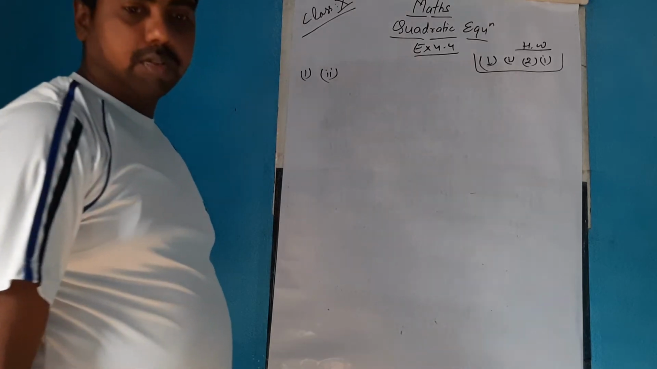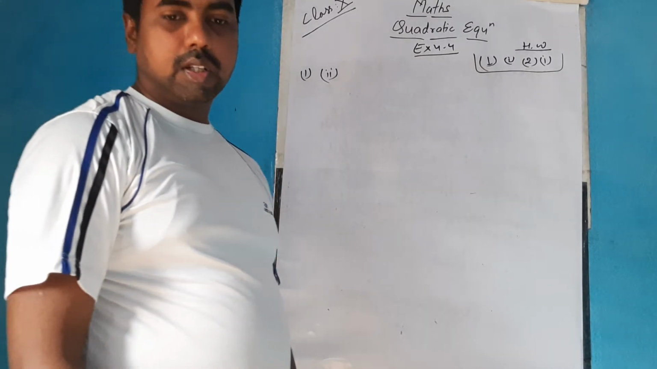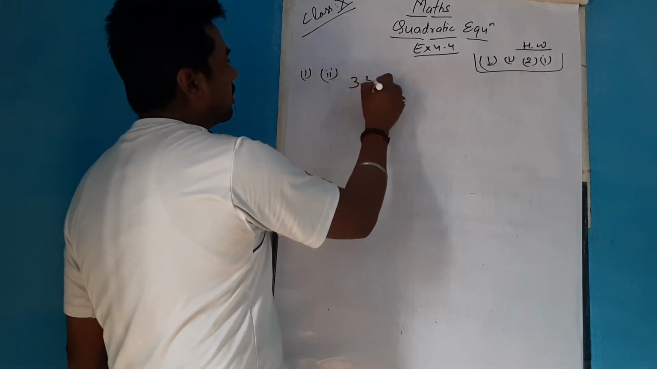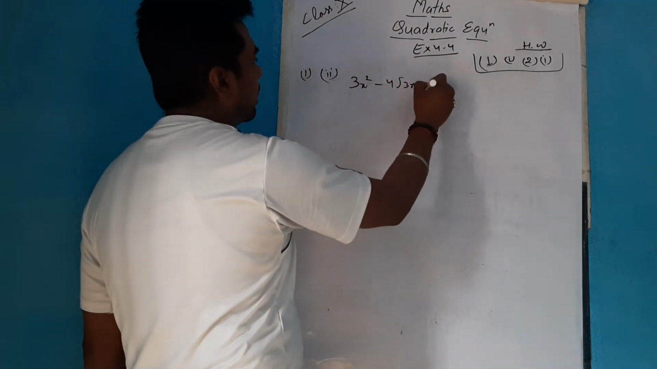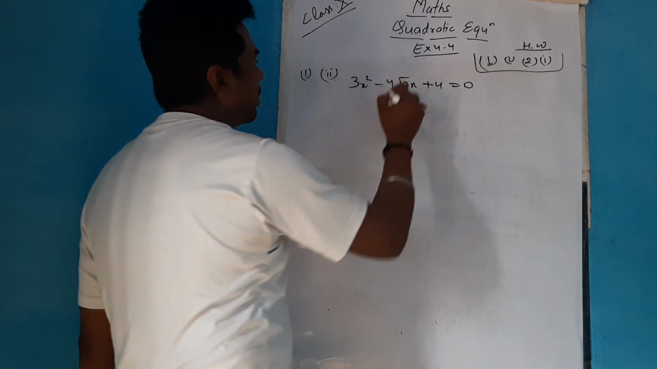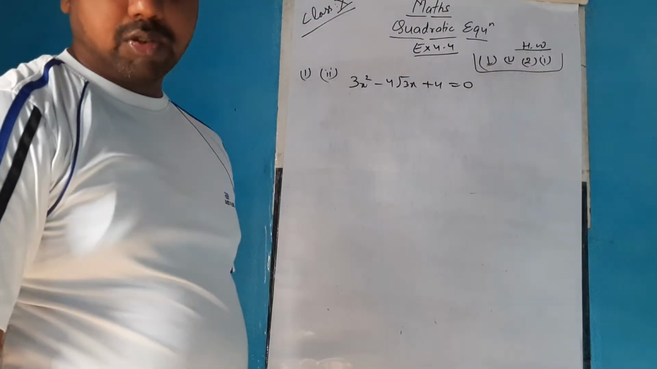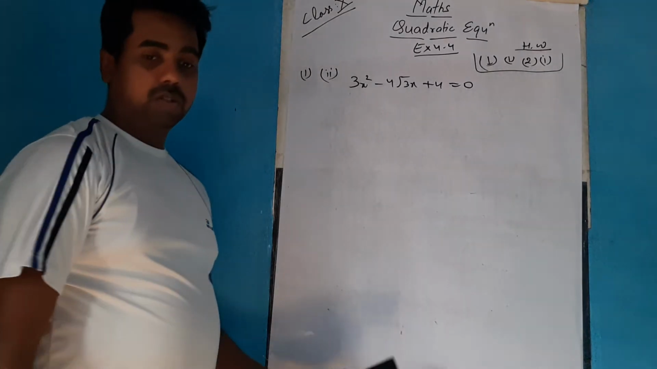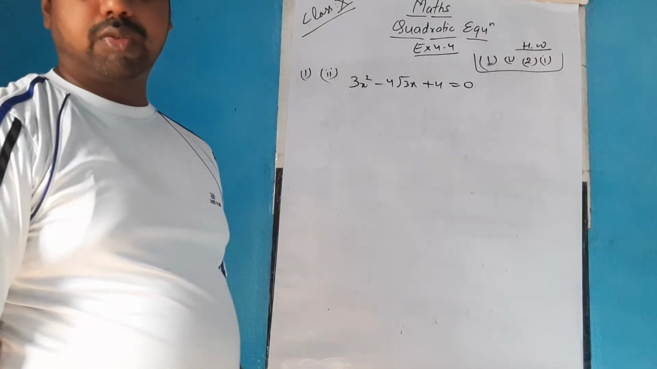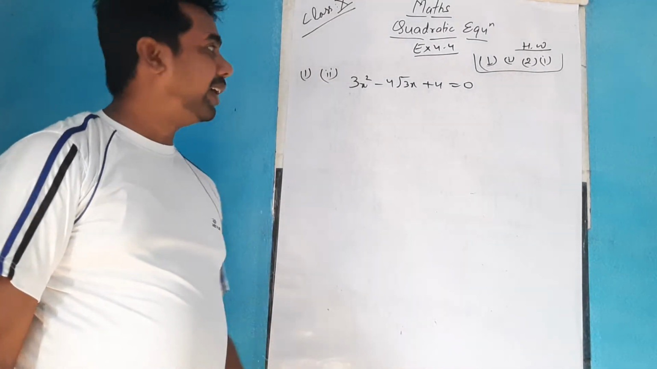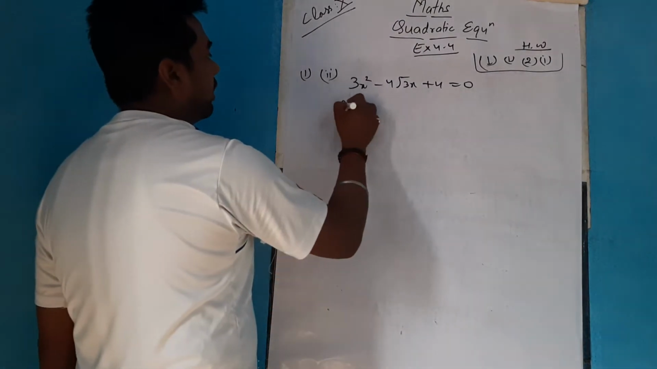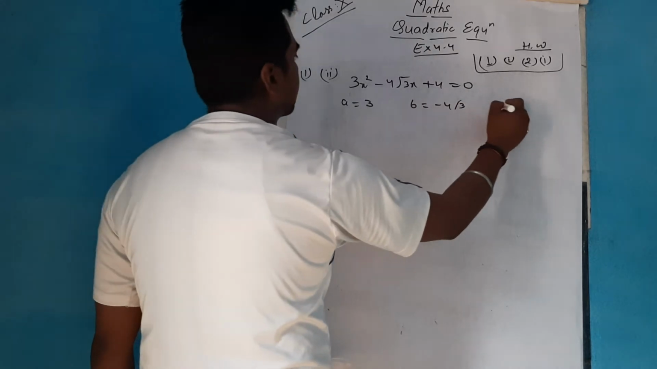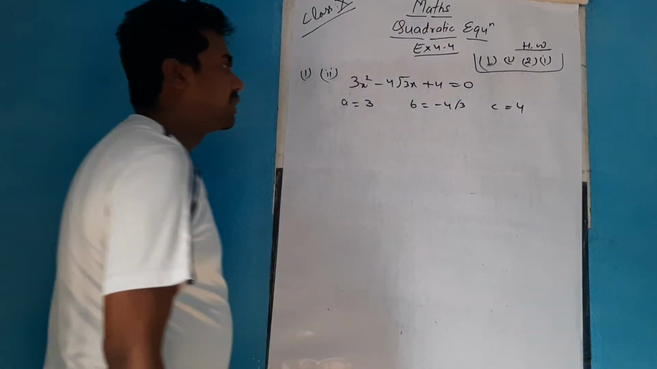Like the second part of the first question is given as 3x square minus 4 root 3x plus 4 equals to 0. So here it asks to find the nature of roots, and if they exist, find them. So first we get the values of a, b and c. a is 3, b is minus 4 root 3 and c is 4.